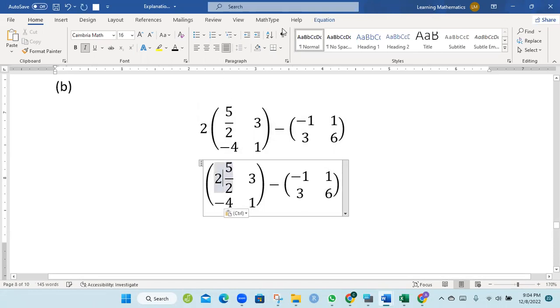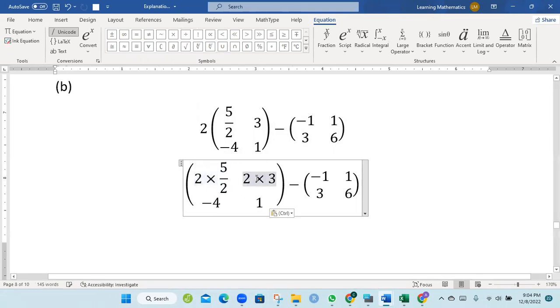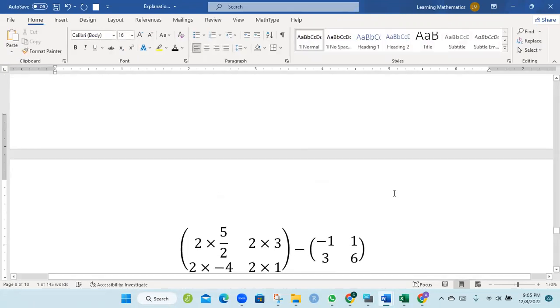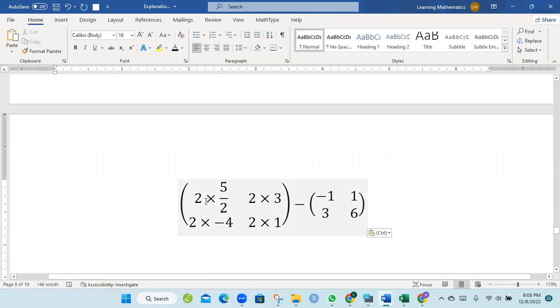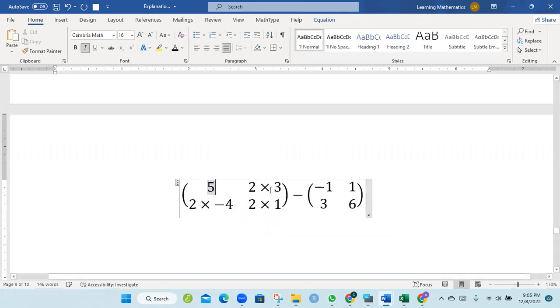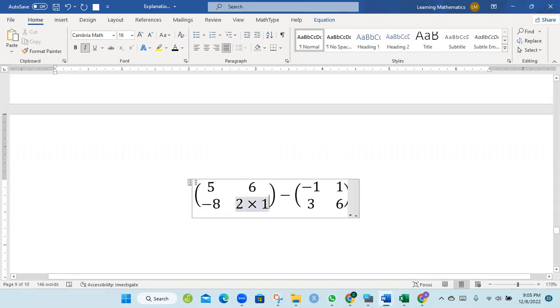So we have to multiply 5 over 2 by 2. We have to multiply 3 by 2. We have to multiply -4 by 2. And we have to multiply 1 by 2 before we can subtract, because multiplication comes before subtraction. So 2 times 5 over 2 will give us 5. 2 times 3 is 6. 2 times -4 is -8. And 2 ones are 2.